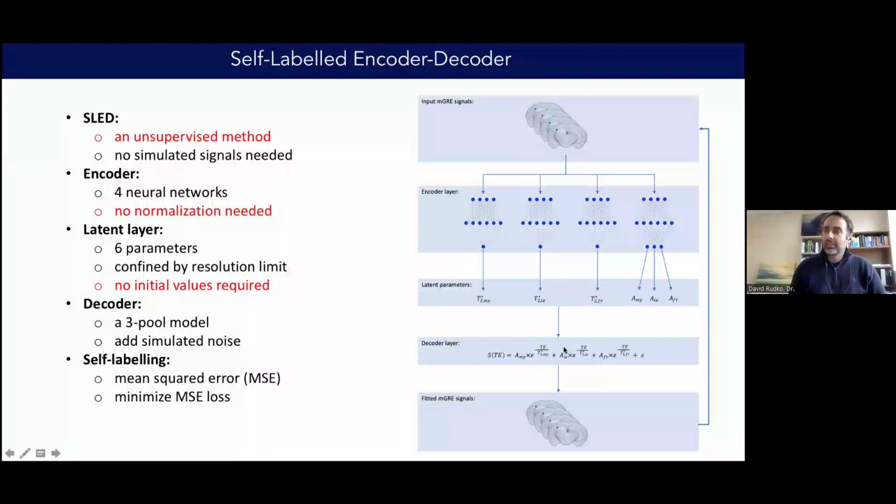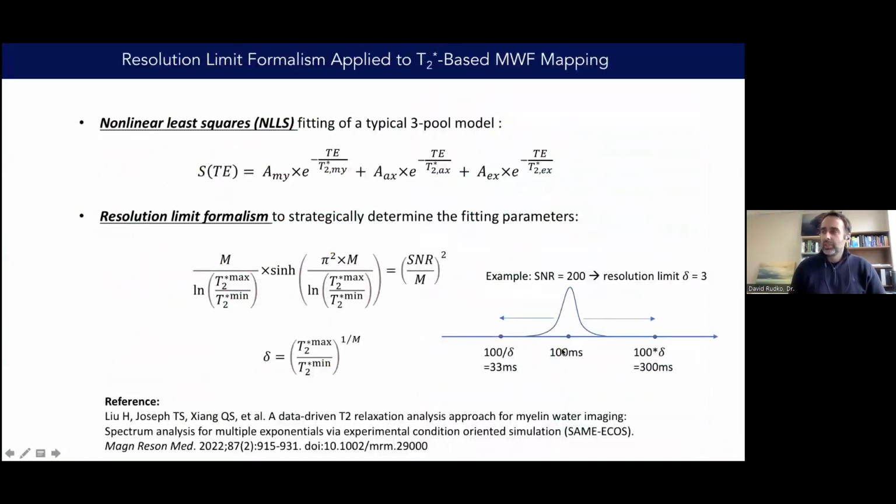It still required this decoder layer, and Kevin was worried about this because this requires initialization of the parameters for the fit. So he resorted to taking the work he did during his PhD at UBC and applying it to T2 star-based myelin water fraction.